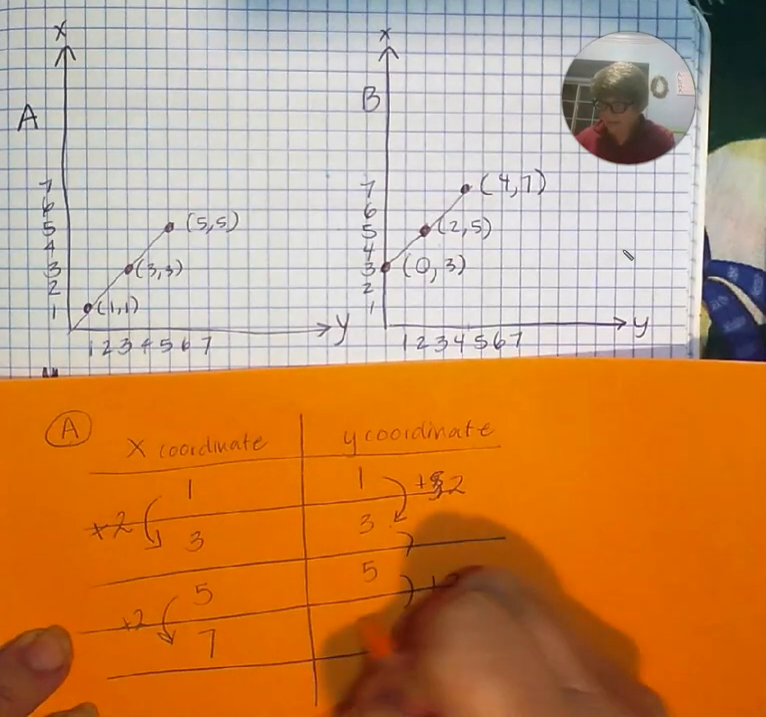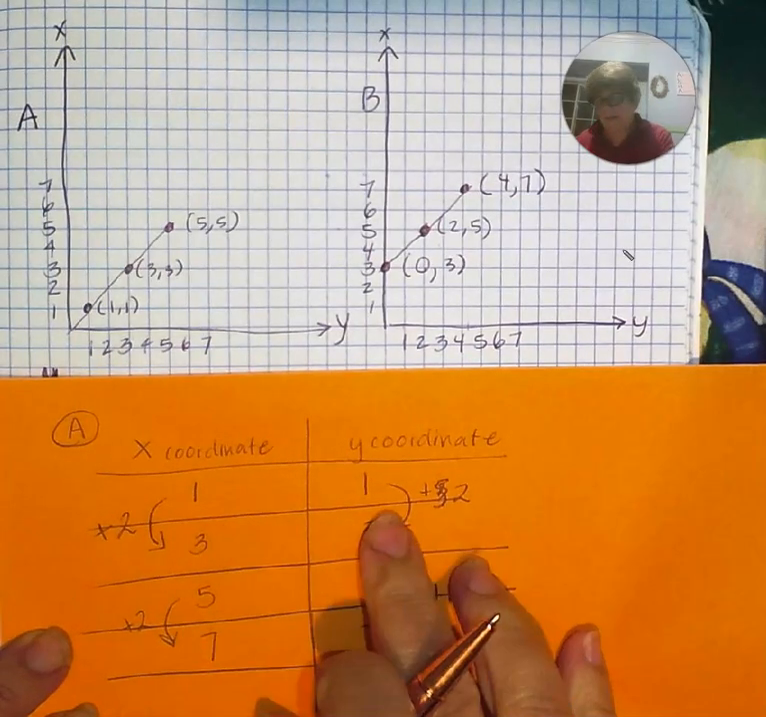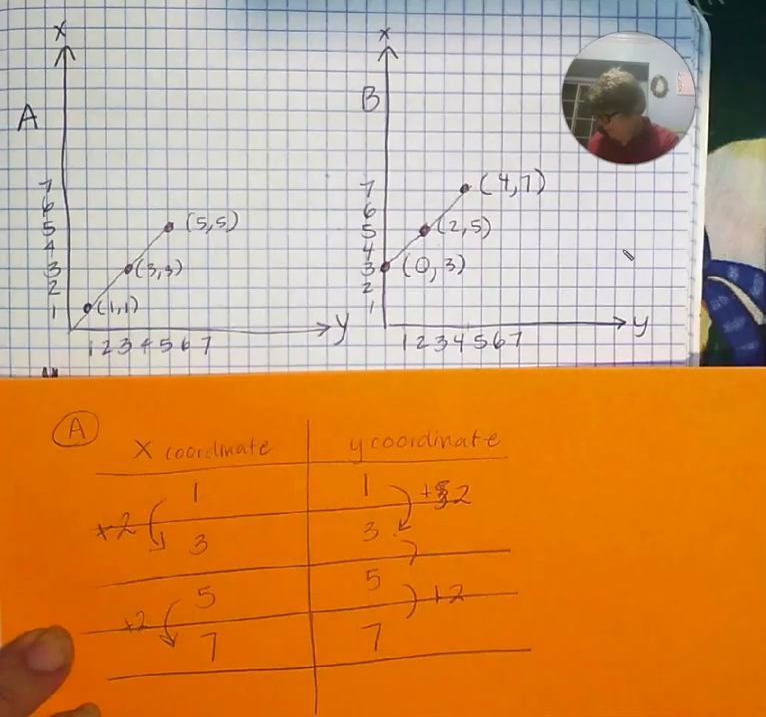And then adding 2, and adding 2, and then adding 2. That would be another 7, right? And that makes sense because our numbers are the same, right? 1 and 1, 3 and 3, 5 and 5, 7 and 7.